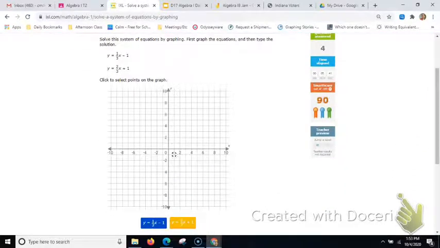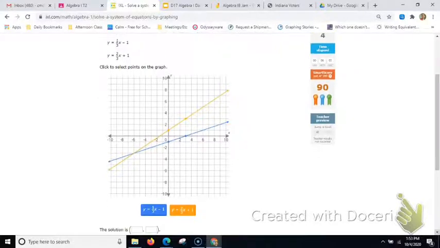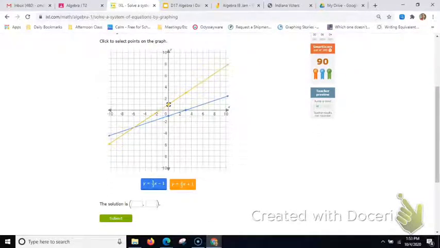So this one I would start at -1 because I see 1/3 x minus 1 and go up 1 and over 3. Don't forget to change colors with your line. Start at 1, up 2 and over 3. And then I see it's crossing back here at -6. Remember the x goes first, so -6 and -3.